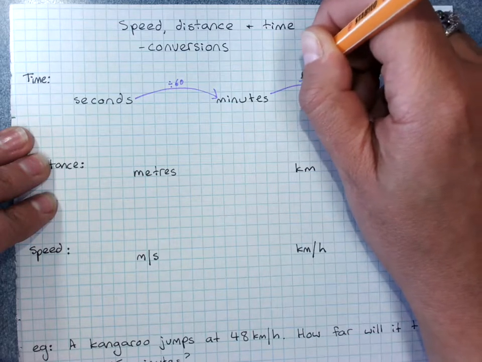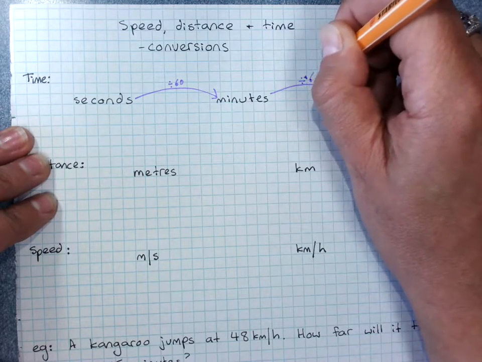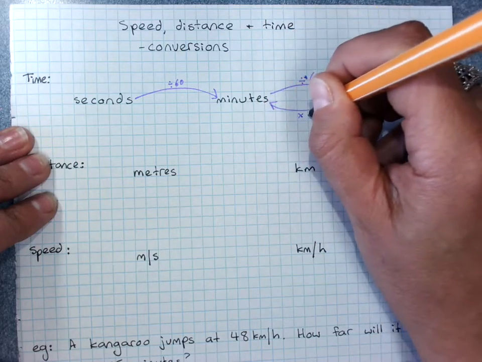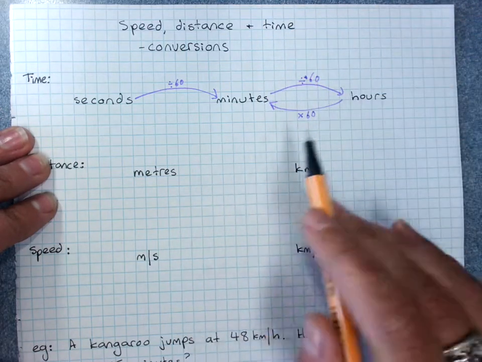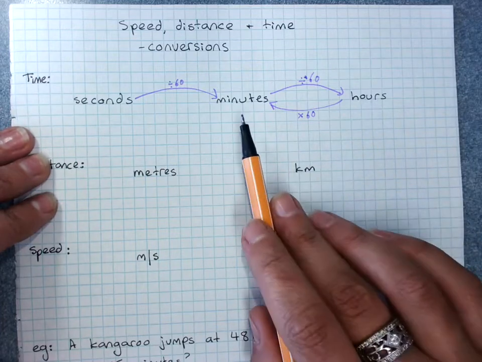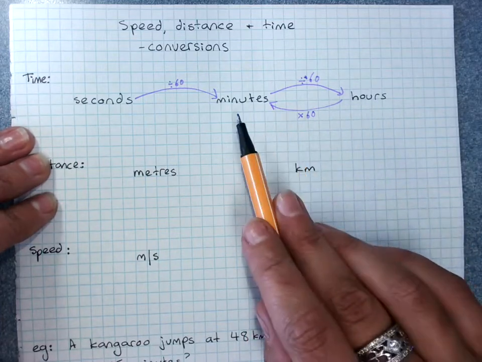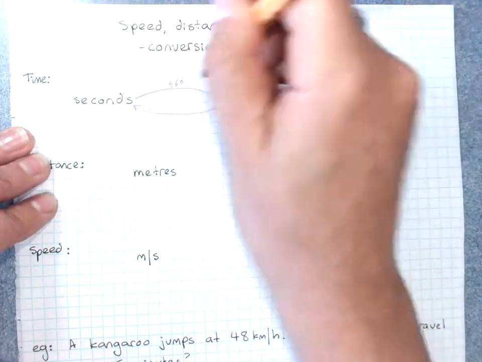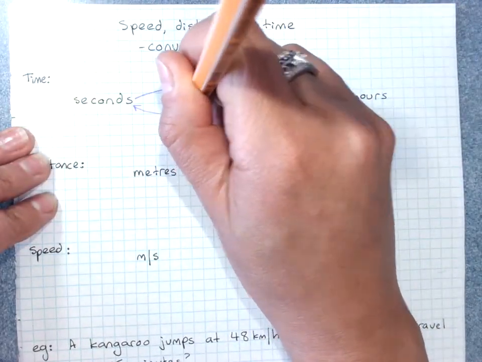Divide by 60. Going back the other way, we do the opposite. Times by 60. So if I've got 1 hour and I want to know what that is in minutes, 1 times 60, 60 minutes. So it works. And it's the opposite here as well, times by 60.